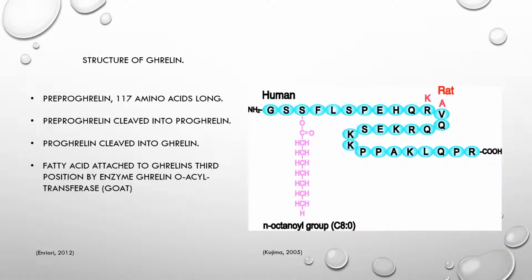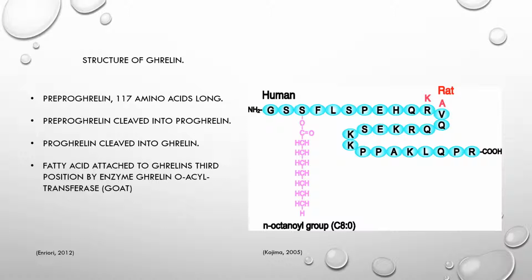Ghrelin is a 28 amino acid peptide that is mostly secreted within the stomach and then into circulation. The fundic cells within the stomach and upper intestines secrete ghrelin, but secretion also happens within the hypothalamus and the pancreas, but in smaller amounts.